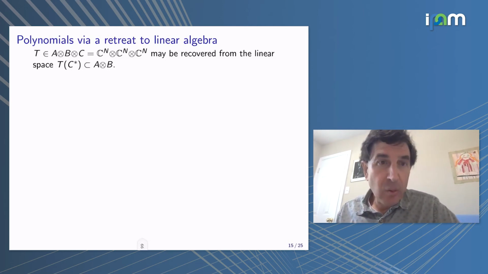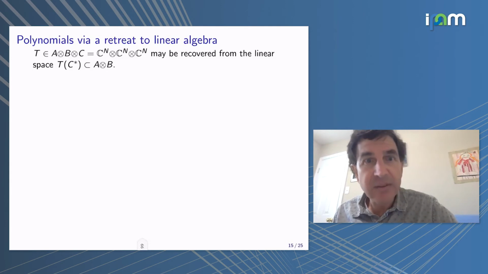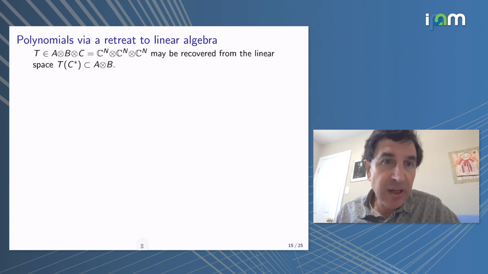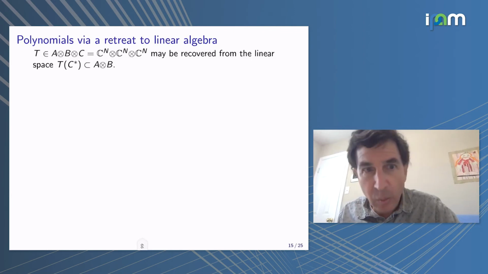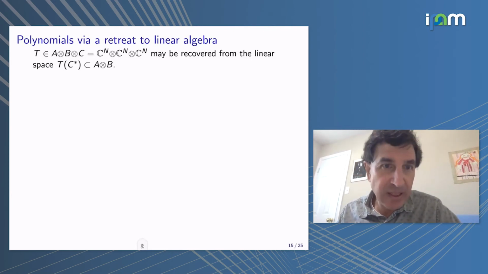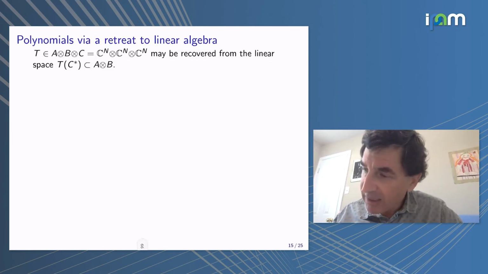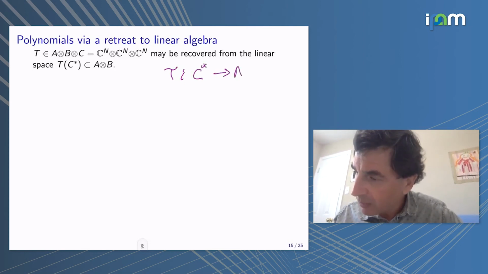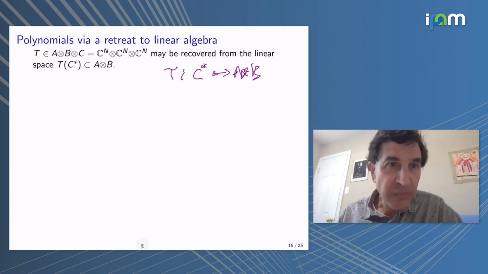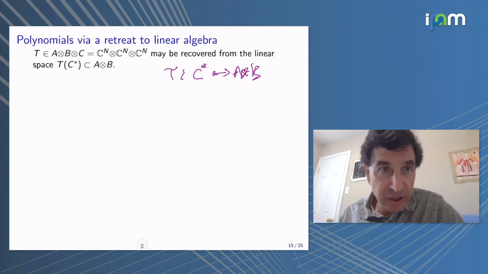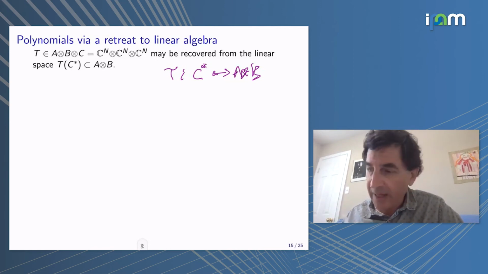So we can trade off the study of tensors to the study of linear subspaces of matrices. So you don't get one matrix, but a whole vector space of matrices by just taking the image of the induced linear map. We could think of a tensor as a linear map from our vector space C dual to a tensor B. And I can look at the image of that map. Hopefully it's injective. And then we can recover, up to change of basis, our original tensor from that image.